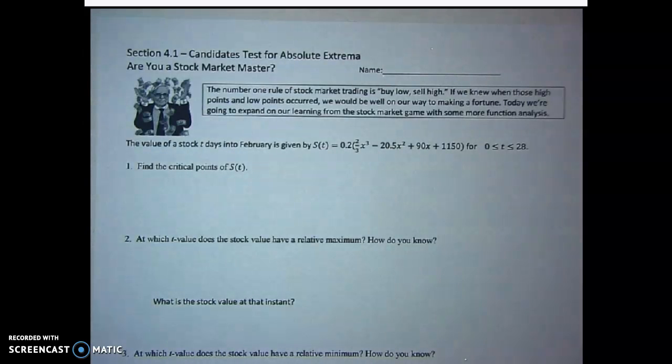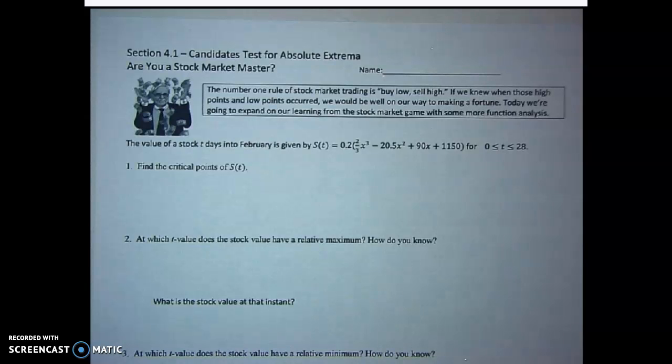All right, let's take a look at some of that extrema stuff that we were just talking about. We're going to look at the candidates test to find absolute extrema. Well, the number one rule of stock market trading is buy low and sell high. If we knew when those high points and those low points occurred, we'd be well on our way to making a fortune. Today we're going to expand our learning on the stock market with some more function analysis.